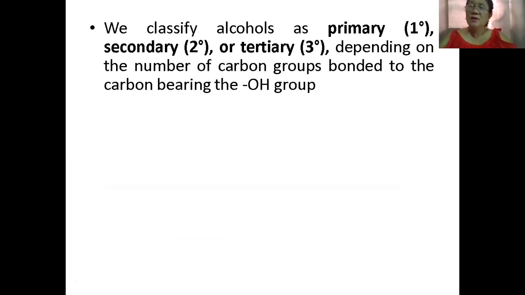So let us proceed now. Actually, alcohols are classified into 3: primary, secondary, and tertiary. You should know how to identify primary, secondary, and tertiary alcohol, because this is very important in knowing the reaction mechanism. They will differ in their reaction mechanism or in their product.